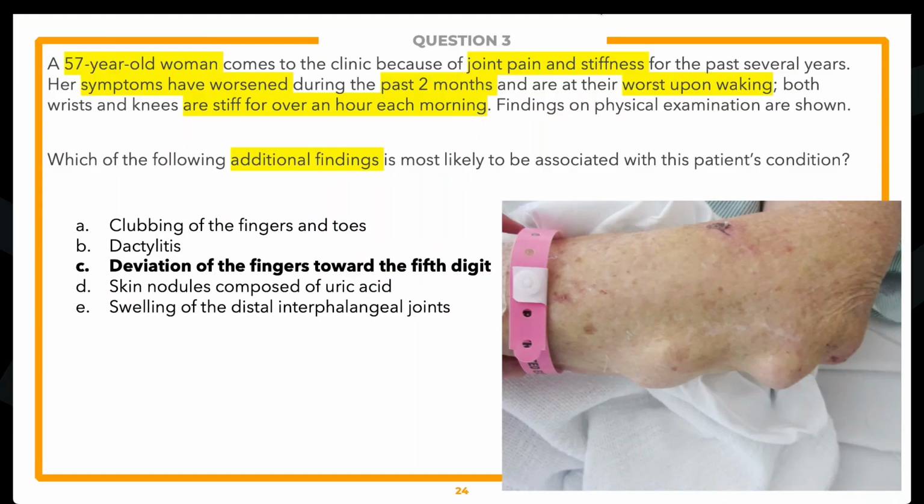and you want to be aware of it. But in this situation, the deviation of the fingers towards the fifth digit is something that we see typically in rheumatoid arthritis, and the clinical story is also pointing to rheumatoid arthritis. And also, it's good to run through the differentials here, understand what each of these other things are, and be able to come up with an answer from that situation. So good job, guys.